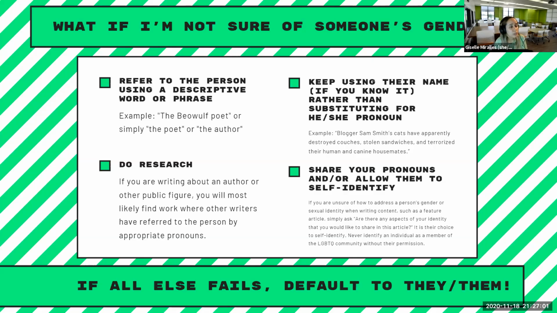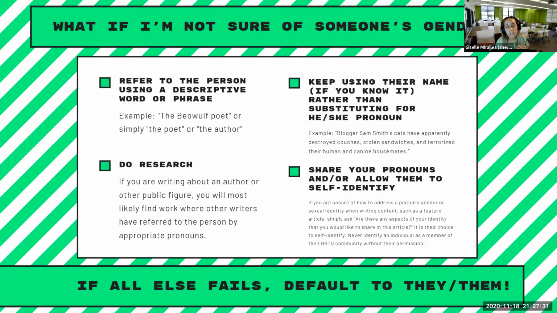You could also do research. So, if you are writing about an author or other public figure, you'll most likely find work where other writers have referred to the person by the appropriate pronouns. So, you can also do that if you're unsure. Or if you're in a situation where you have to interview someone for a paper or an assignment, you can share your pronouns to help them feel comfortable and or allow them to self-identify.